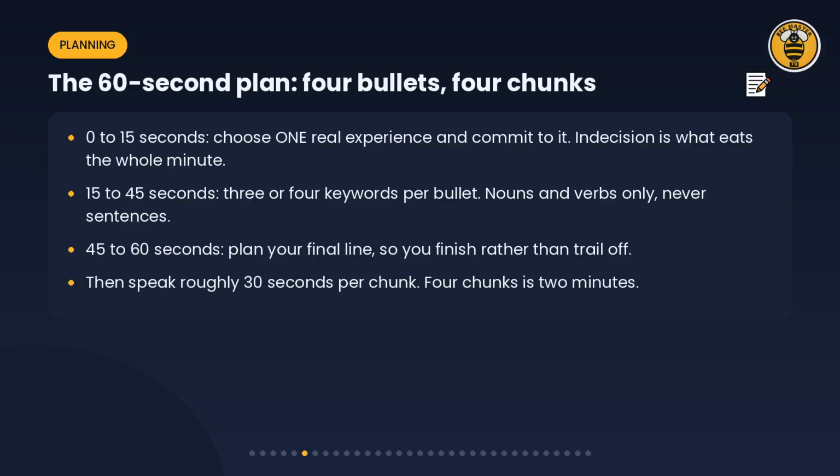Now the planning method. 4 bullets, 4 chunks about 30 seconds each. In the first 15 seconds, choose one real experience and commit to it, because indecision is what eats the whole minute. From 15 to 45 seconds, write 3 or 4 keywords per bullet. Nouns and verbs only, never sentences. And in the last 15 seconds, plan your final line so that you finish rather than trail off.